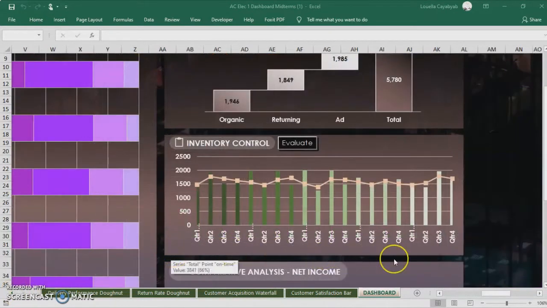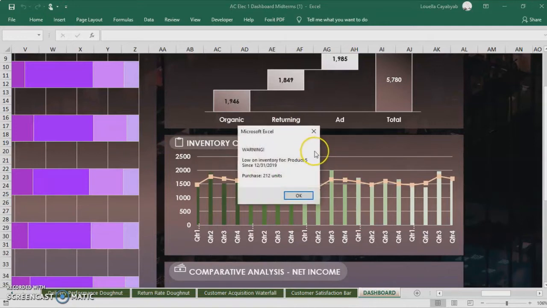Next is the inventory control of the company. It notifies the user when inventory levels go below the reorder point by the end of the year, and by how many units have to be purchased. When the user clicks Evaluate on the dashboard, it will indicate a warning notification stating that Product 5 is already low on inventory as of year end, and that 212 units of this product must be purchased.